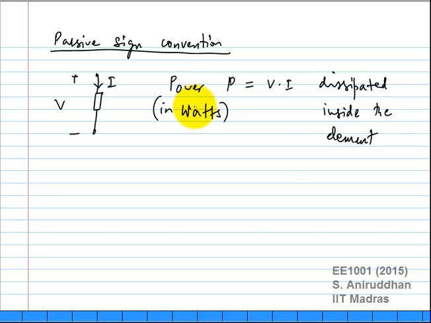Now a passive element is one where, we will start off with this definition and see if it is valid for everything, power is dissipated in the element. Let's start off with the definition and see if it is complete. It is not 100% correct, I'll already tell you that.